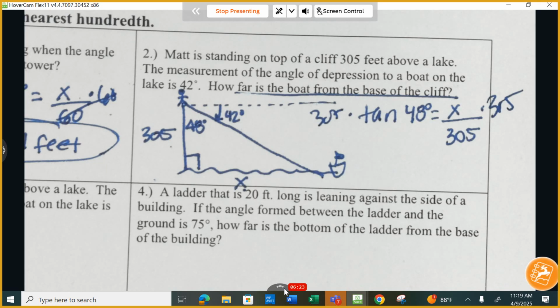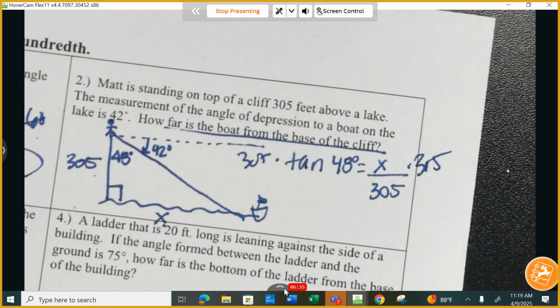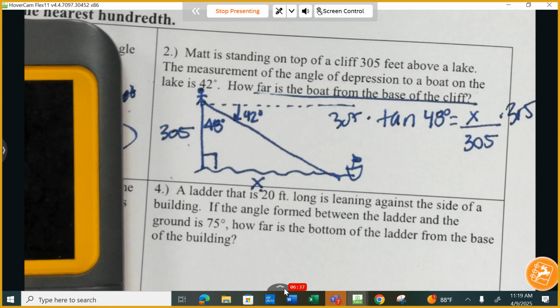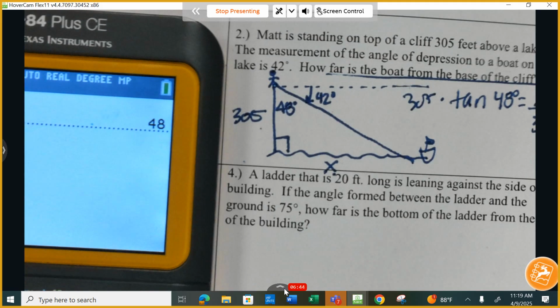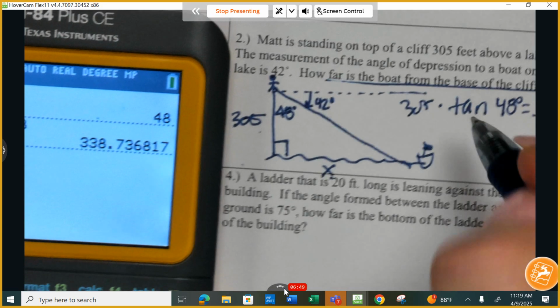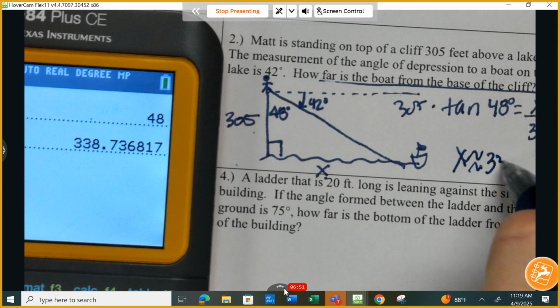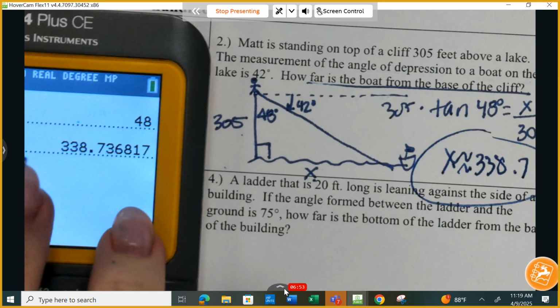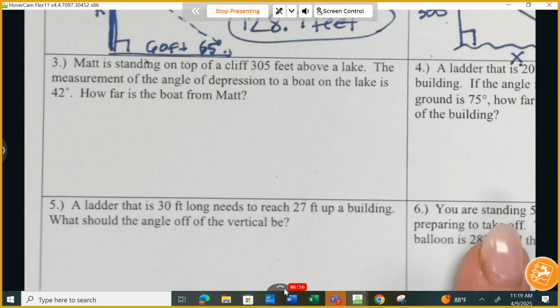Please take 305 times the tangent of 48. All right, here we go. So 305 times the tangent of 48, and we're going to round to the nearest hundredth, is 338.7. We're all going to jump right now to number 3.